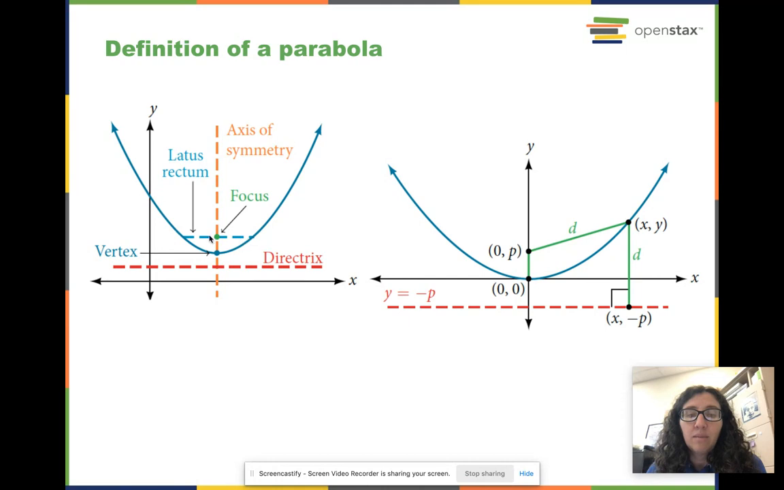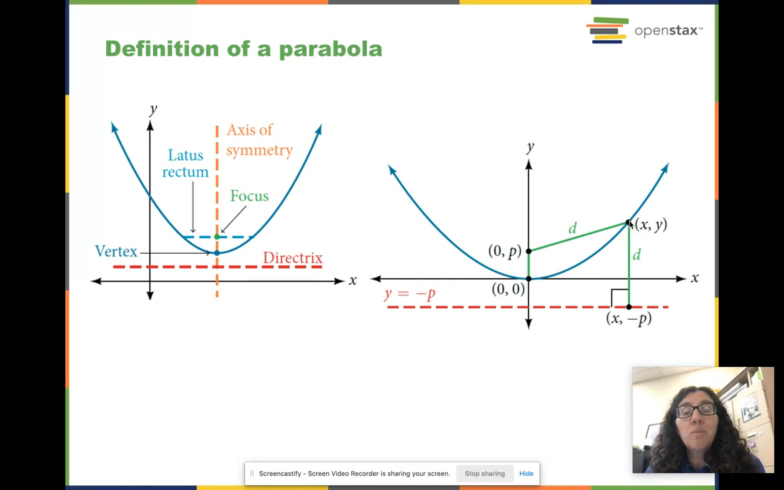And then we have this, I find kind of unfortunately named line here called the latus rectum that goes through the focus point, kind of perpendicular to the axis of symmetry, okay? So those are our three new terms. We have a focus, the latus rectum goes through that, and a directrix. And then we also have our vertex and the axis of symmetry, okay? So why do we have these things?